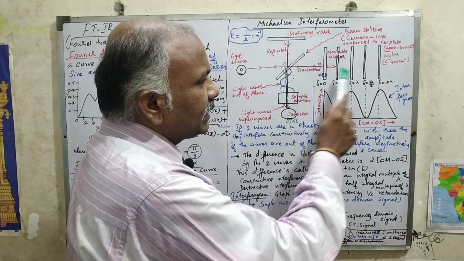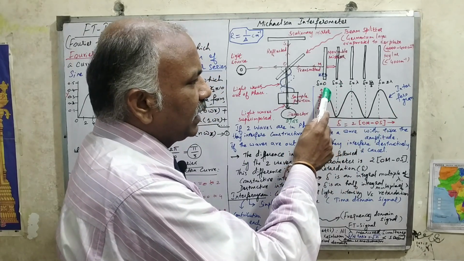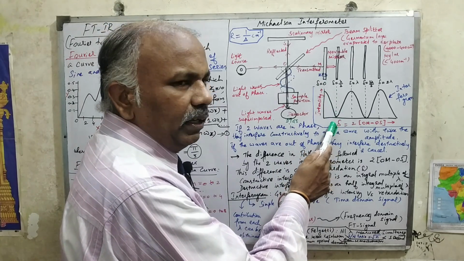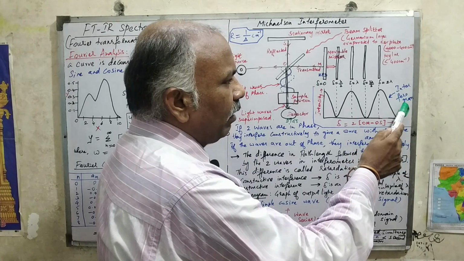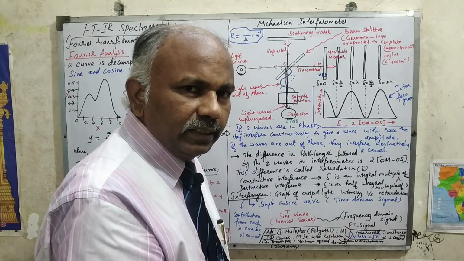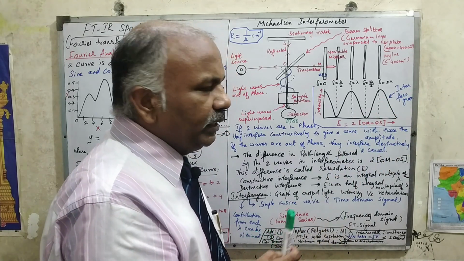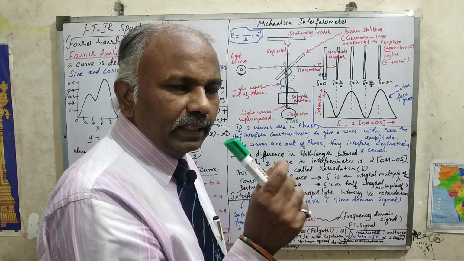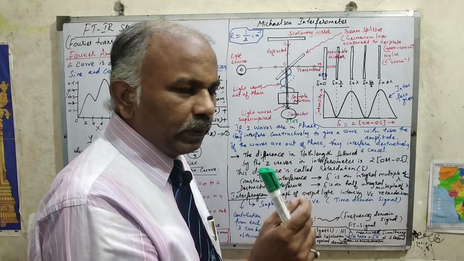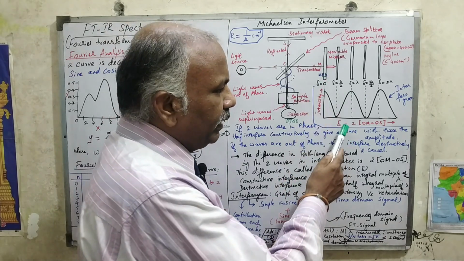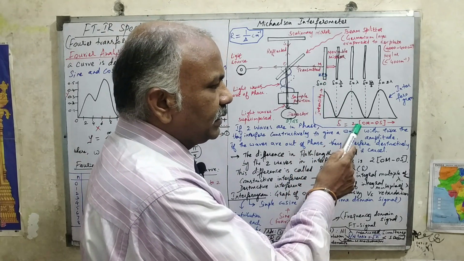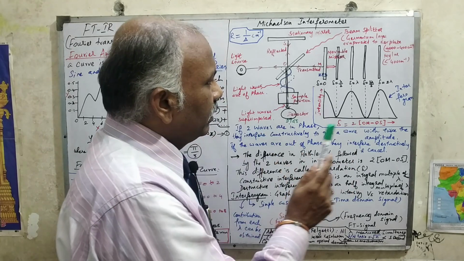Right? So this is a very important graph. When we plot the output light intensity versus retardation, this graph is called an interferogram. This is a very important aspect, right? So the interferogram is a very important concept in your FTIR spectrometer. The interferogram is the graph obtained between output light intensity versus retardation, right? Now you are getting my point.